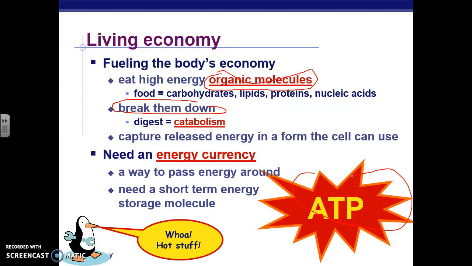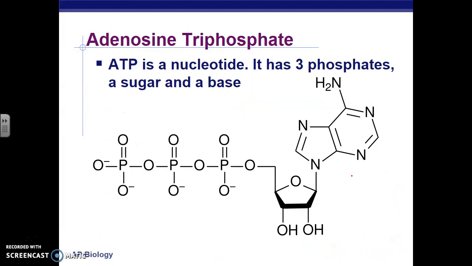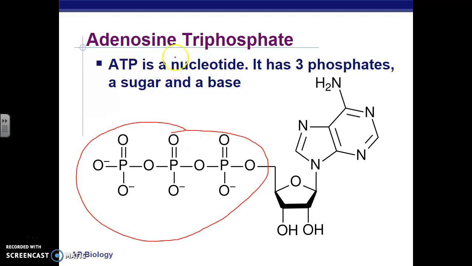And there's my friend Ralph, saying, whoa, hot stuff. This is the structure of ATP. ATP is composed of 3 phosphate groups. That's where the tri comes from. It's composed of the sugar. The sugar's name is ribose.